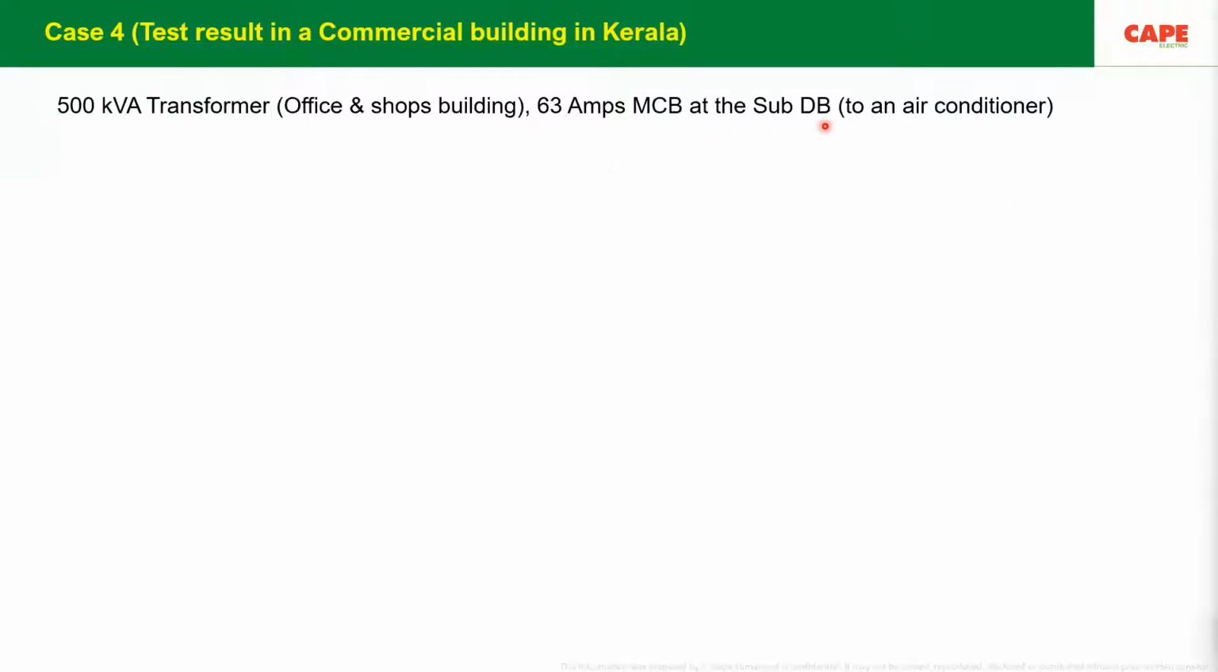63 amps MCB in a sub-distribution board. The building owner has given an MCB DB to this particular shop, which was a 63 amps MCB. Plus, additionally, there was a 10 amps single pole MCB for some of his light fittings. Now, this gentleman has connected an air conditioner in this 63 amps MCB.